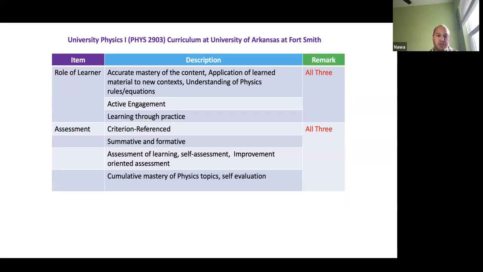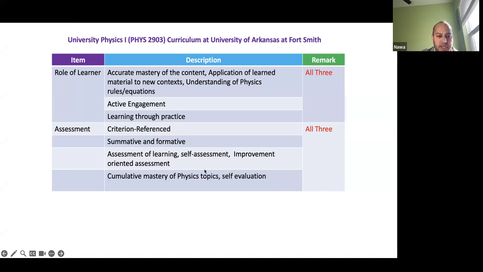Now for the role of the learner, I do expect my students to have accurate mastery of the content, and I want them to apply it in a new context. I want them to understand the physics rules and equations. That all fits in the forward design. And I have active engagement for them, where they are discussing and doing self-evaluation and reflection and critical thinking. That's what the active engagement is. So that fits the central design, and I have a lot of practice opportunity for them. So I think that fits the backward design. So I think I have all three components in terms of the role of the learner.